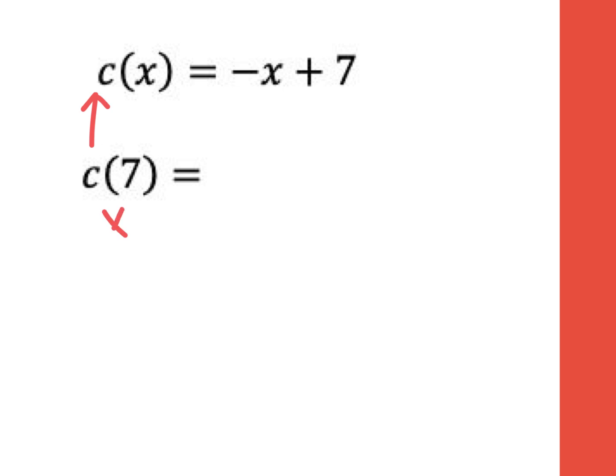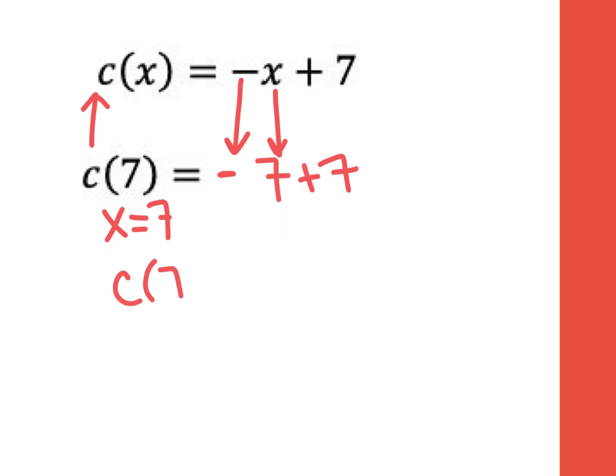X is 7. Okay, now be careful here. I have this negative, and then I'm going to put my 7 in place of the x. Do you see that? Don't forget the negative, and then we can say plus 7. What do you know about a 7 minus a 7? 0. So C of 7 equals 0. You could write 7, 0. Now I'm going to do something for you real quick. I want to just give you a different example.